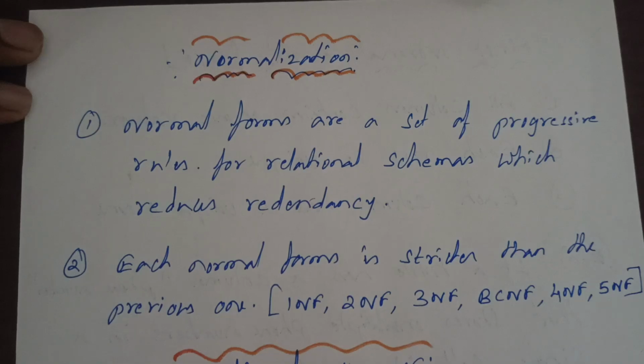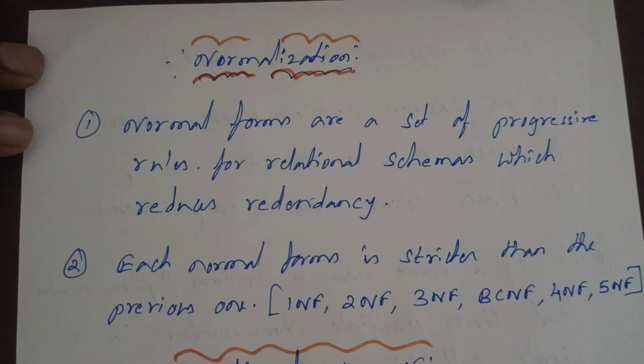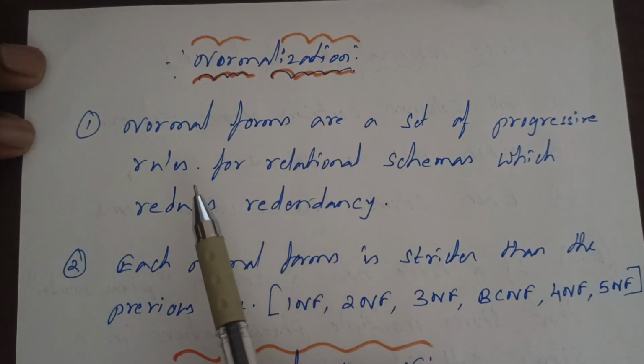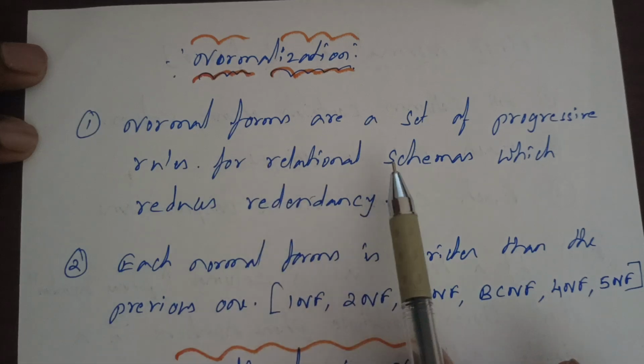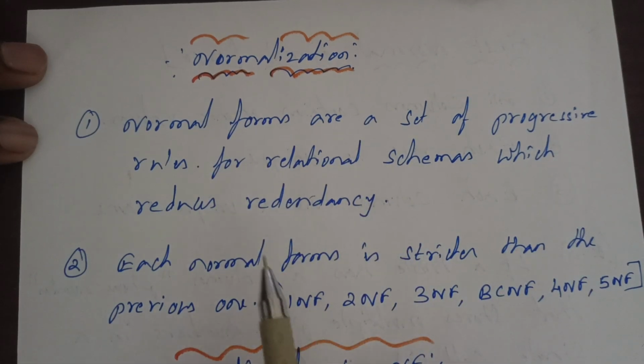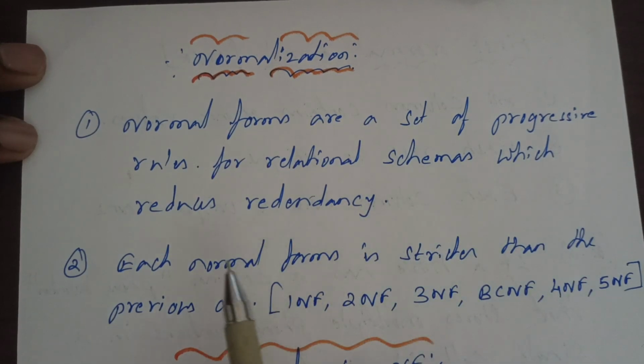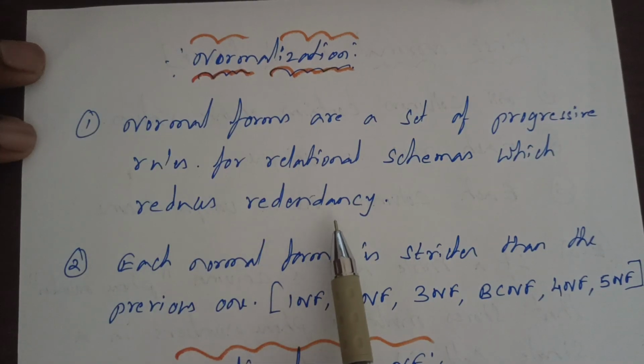Today I am going to explain all about normalization and its techniques in database management system. Basically, normalization is a set of progressive rules for a relational schema that reduce redundancy and prevent data anomalies. This is the actual scenario for normalization. Normal forms are a set of progressive rules used to reduce the redundancy, right?